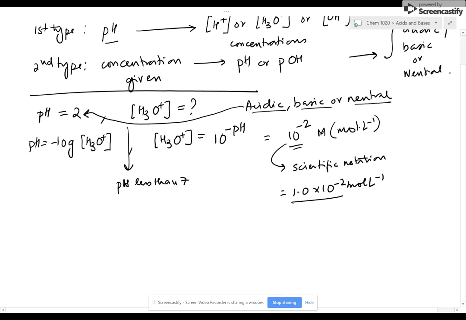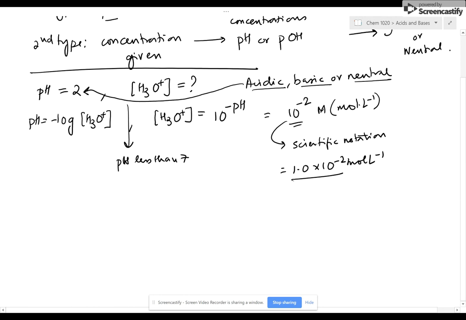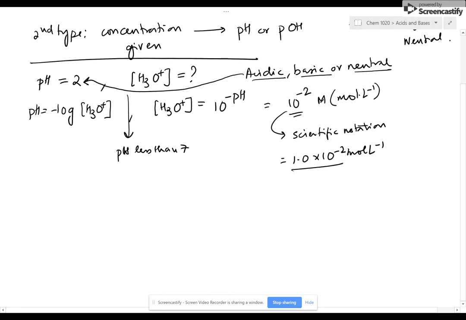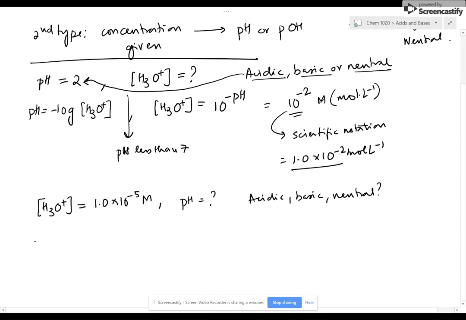Now, the second type that we're going to look at is when the concentration is given to you, and from there you have to deduce the pH. So let's say, for example, I give you an H3O+ concentration of 1.0 times 10 to the negative 5 molar. And the question is the same. What's the pH? And is the solution acidic, basic, or neutral?